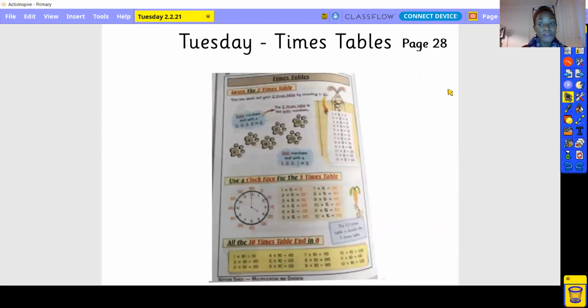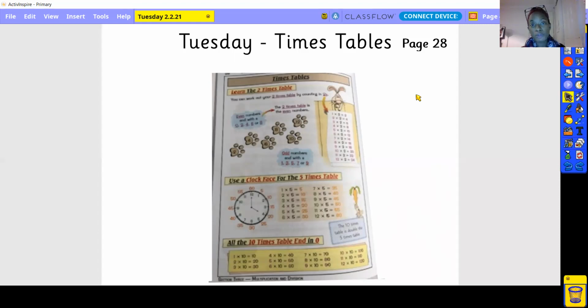So please, if you haven't done so already, please get to page 28 in your green book for our times tables today. Right, got them? Good stuff. As you can see, the 2 times table, the 5 times table, and the 10 times table are all there for you on page 28, as well as a few hints and tips.